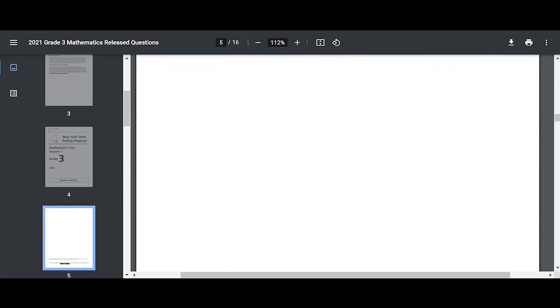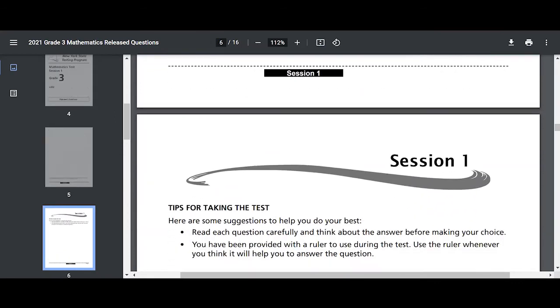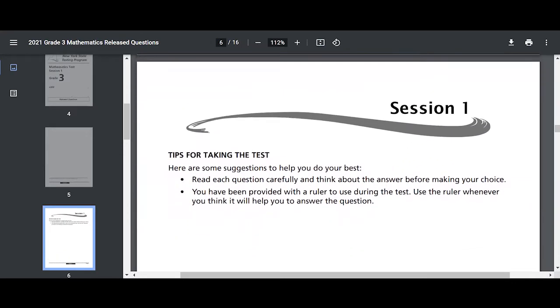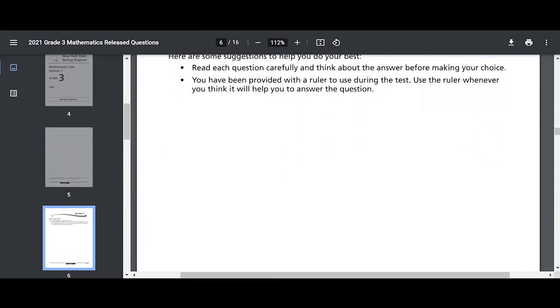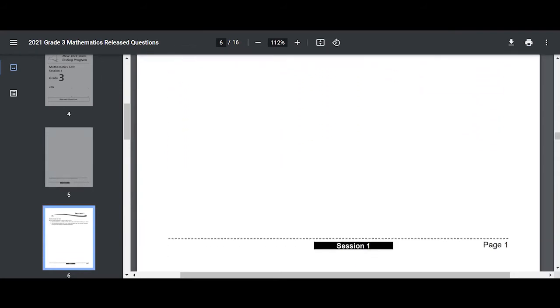in this test packet. Before we begin to look at the multiple choice questions, let's read some tips for taking the test. Here are some suggestions to help you do your best. Read each question carefully and think about the answer before making your choice. You have been provided with a ruler to use during the test. Use the ruler whenever you think it will help you to answer the question. Continue on down the screen.